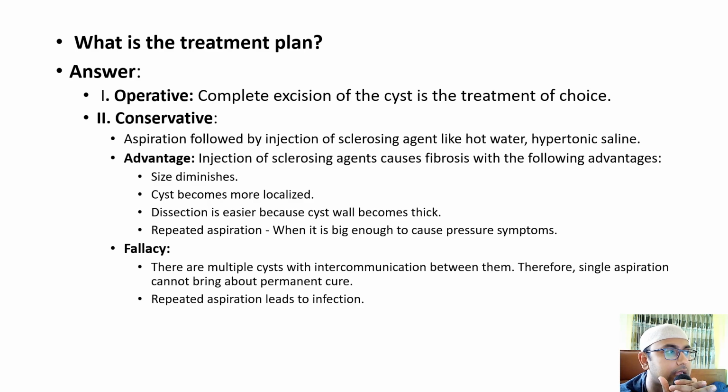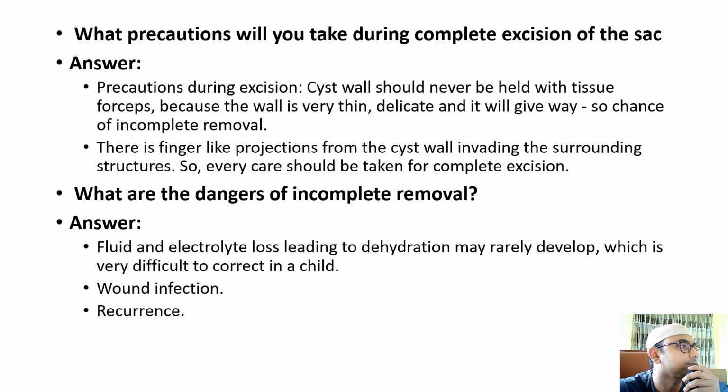So there are some fallacies of conservative measures. There are multiple cysts with intercommunication between them, so a single aspiration cannot bring an apparent cure, and repeated aspiration leads to infection. It is one of the important problems.